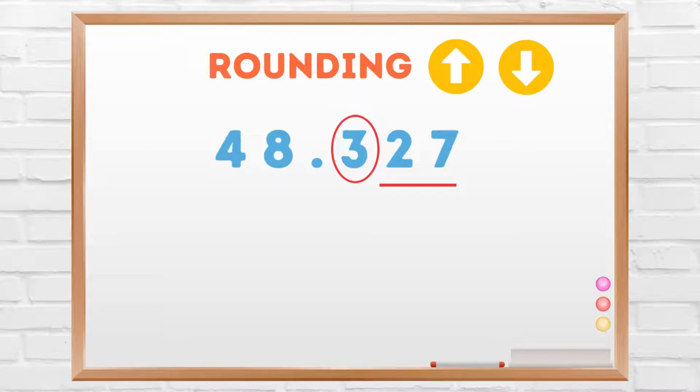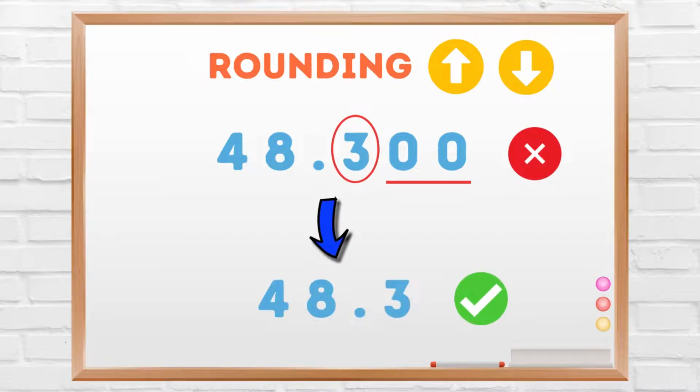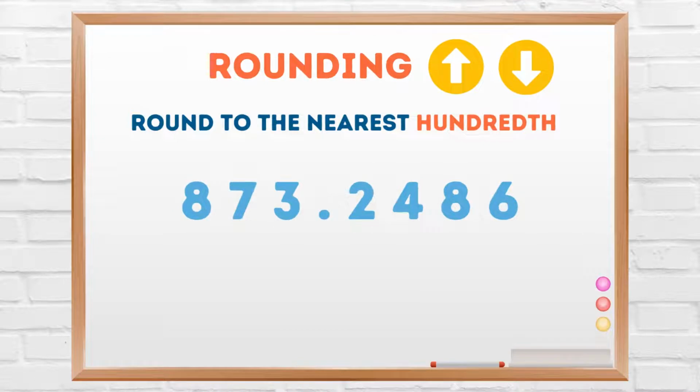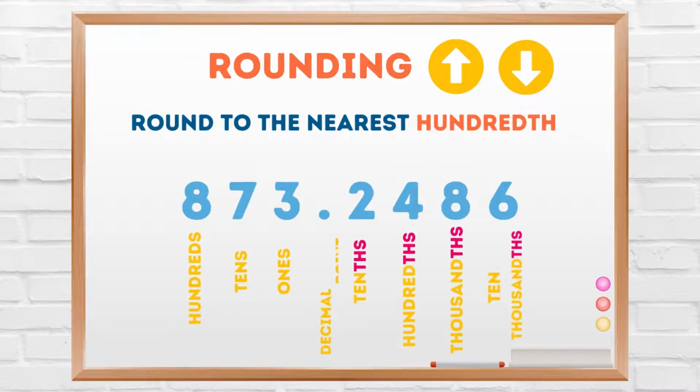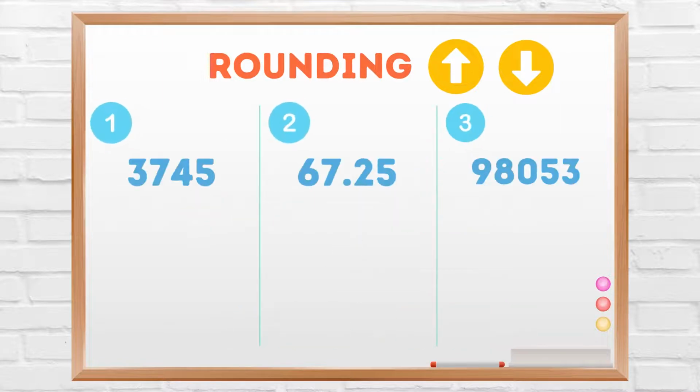If you're working with a decimal number, you will drop all of the digits following the rounding digit instead of writing zeros. For example, let's round the decimal number below to the nearest hundredth. First, we find the digit in the hundredth place, which is 4. Next, we look at the next digit to the right, that is 8. Because 8 is more than 5, we add 1 to the rounding digit. Can you remember what happens to the right of the rounding digit? Well, we drop all of the digits instead of writing zeros. So this decimal number rounded to the nearest hundredth is 873.25.